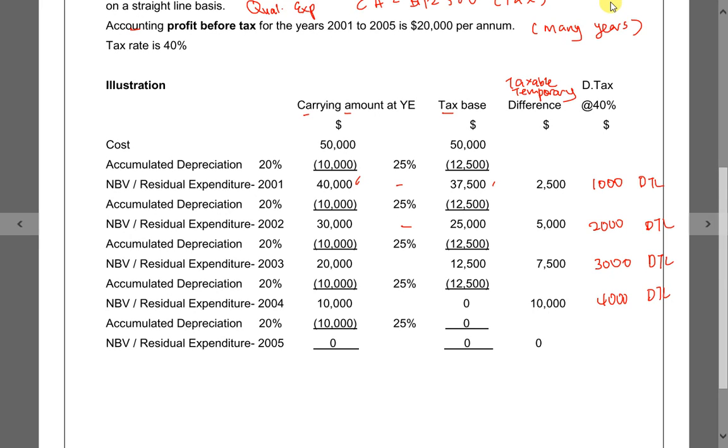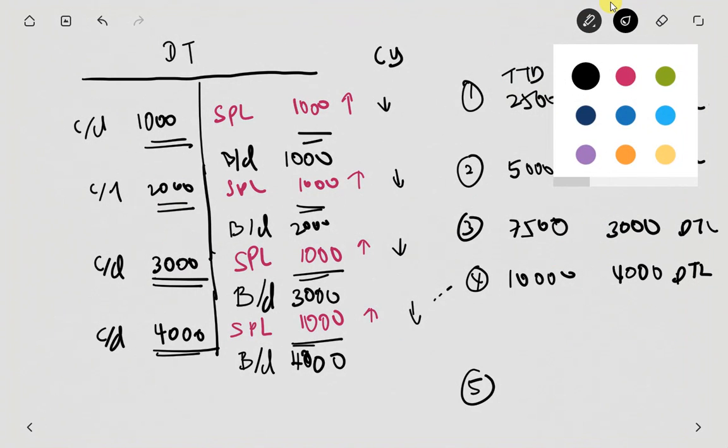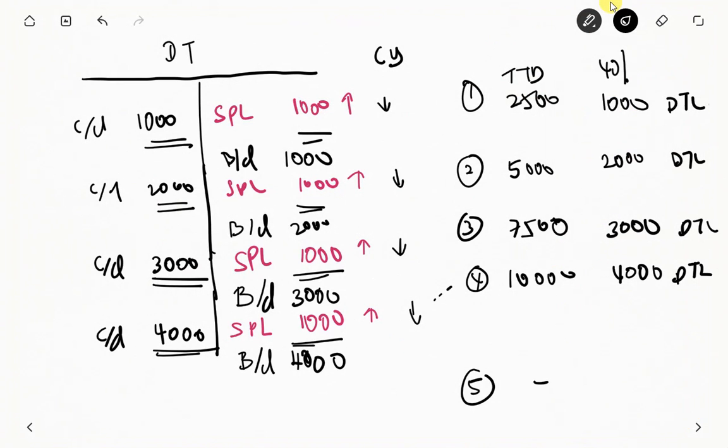But you look at the difference now. Yeah, both accounting and tax both claim 50-50. No more temporary difference. So no more temporary difference, no more deferred tax asset or liability. So year 5, no more temporary difference, no more deferred tax liability.